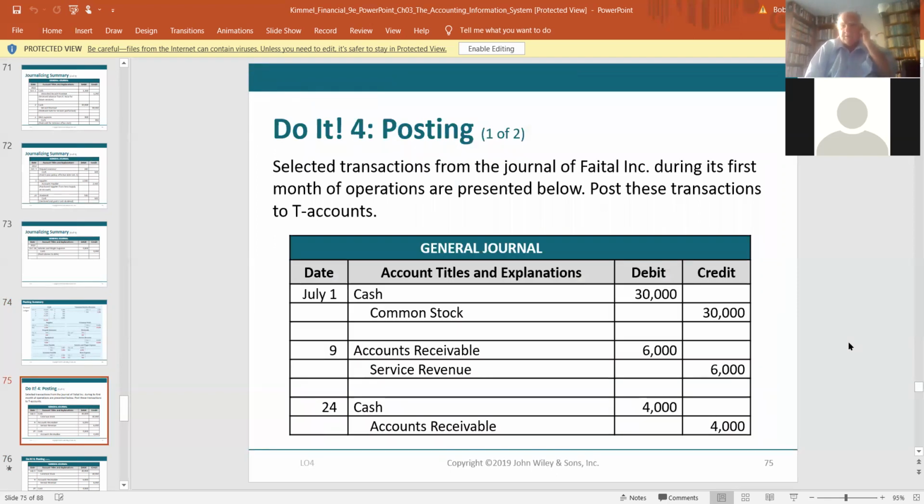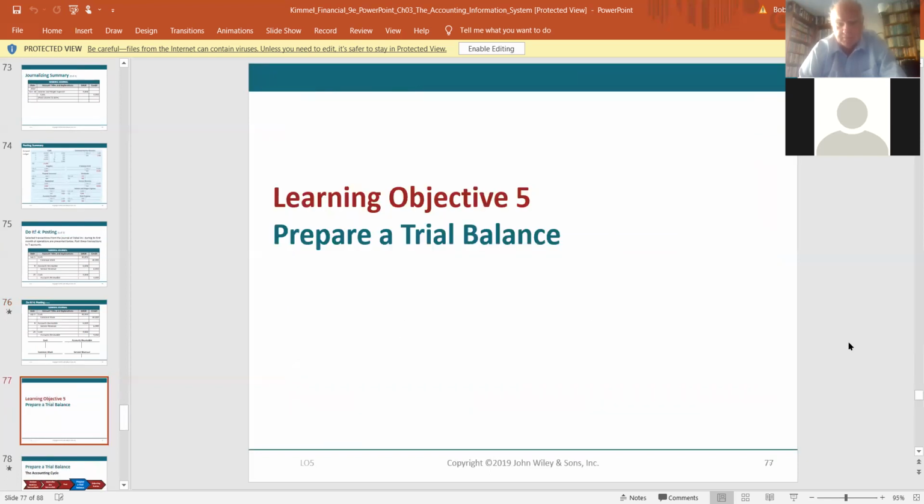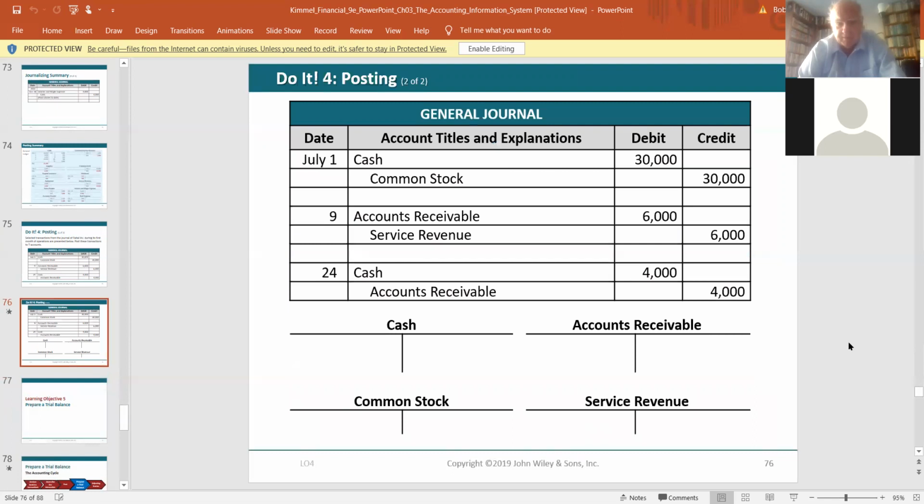Okay, posting. Now they're going to do what I've been talking about. You post. Selected transactions during its first month of operation are presented below. So they're just showing you some random transactions. And they say post. Hit the magic button, post. You hit post and they end up going into these different accounts, okay? I don't know why they don't finish it and show you the numbers.